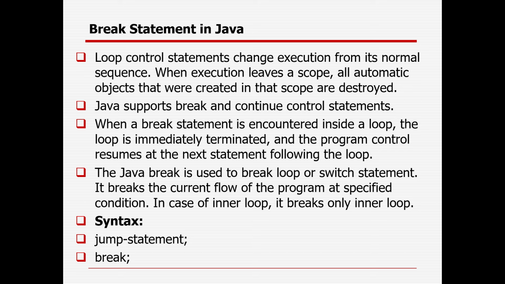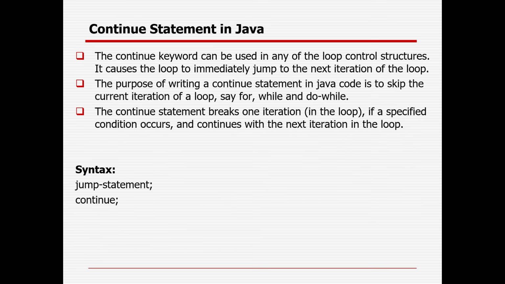Loop control statements change execution from its normal sequence. When execution leaves a scope, all automatic objects that are created in that scope will be destroyed. Java supports break and continue control statements. When a break statement is encountered inside a loop, the loop is immediately terminated and program control resumes at the next statement following the loop. The Java break statement is used to break a loop or switch statement. It breaks the current flow of the program at the specified condition. In the case of an inner loop, it breaks the inner loop only.